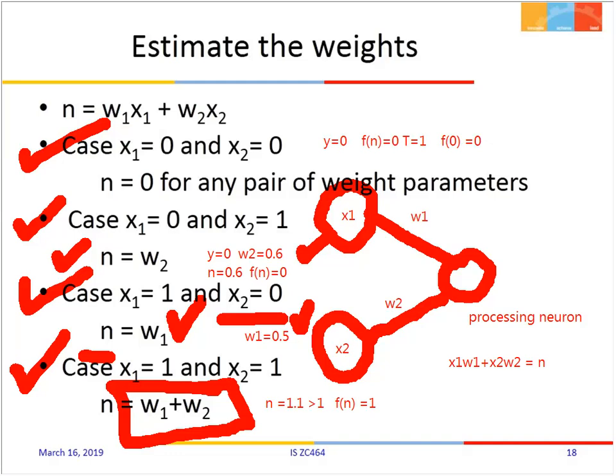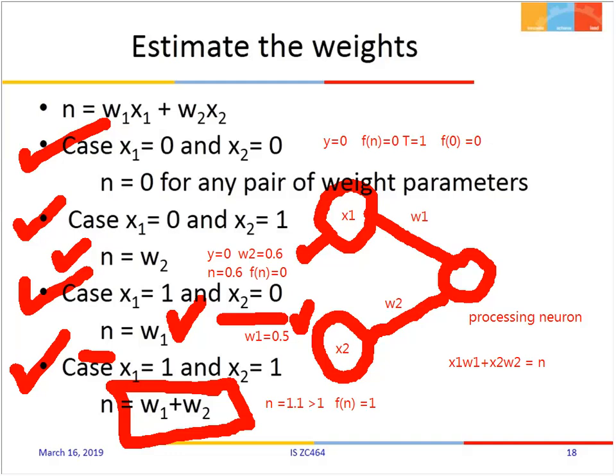And what is the correct output? The actual output is anyhow y equals 0, that we know for 0 and 1, the second case. So there is no classification error. The predicted output is 0 and the actual output is also 0. So there is no classification error if we had taken W2 equals 0.4 for the second case.